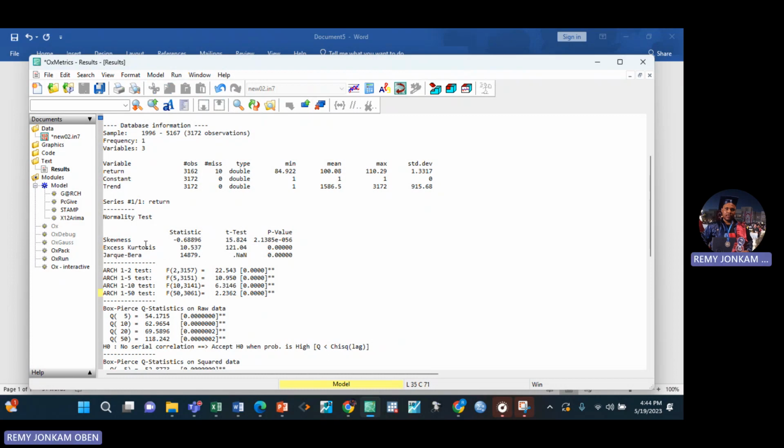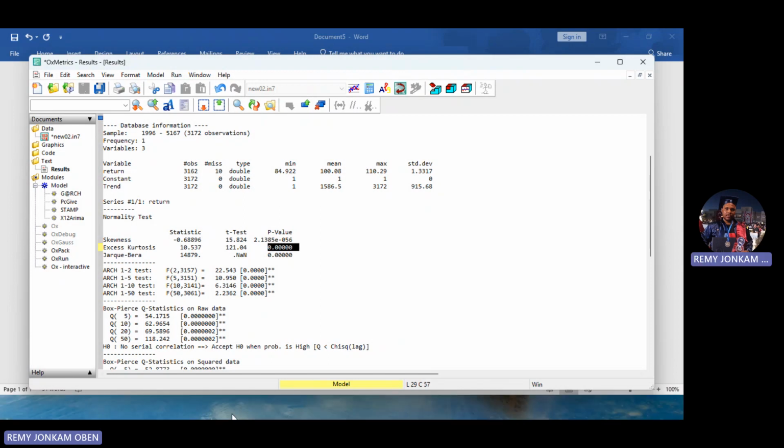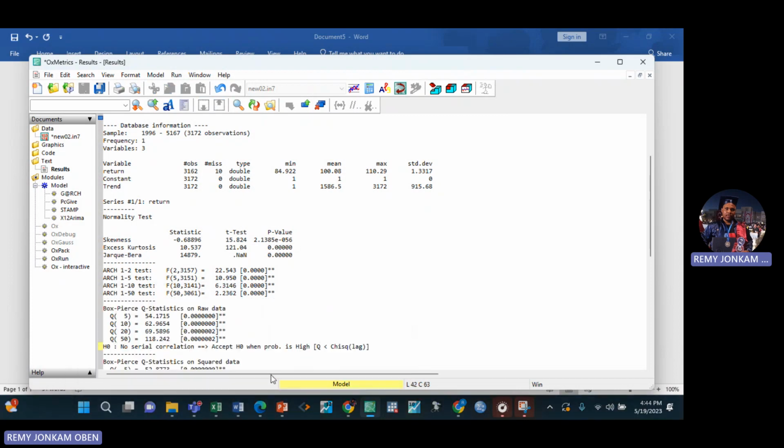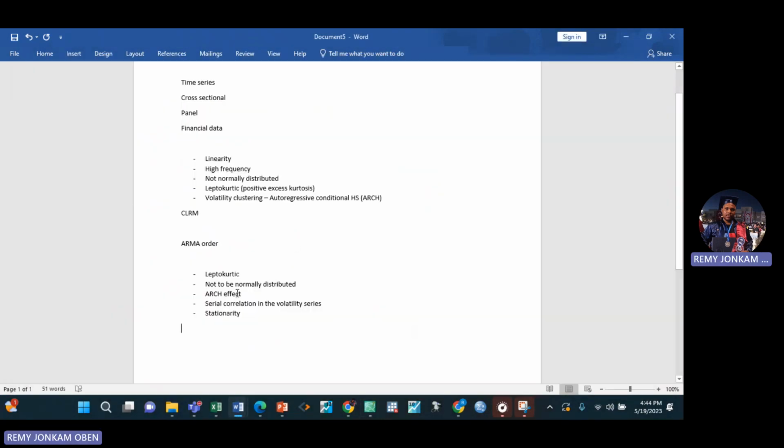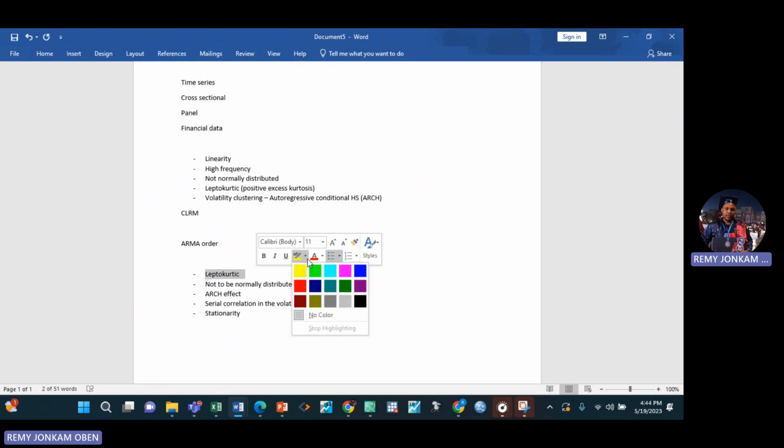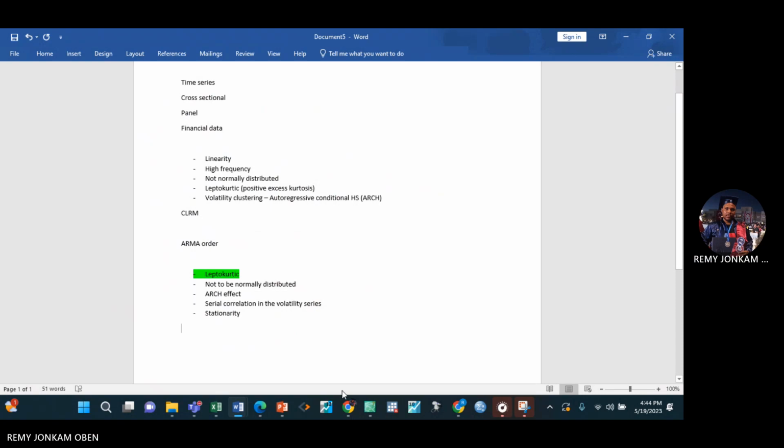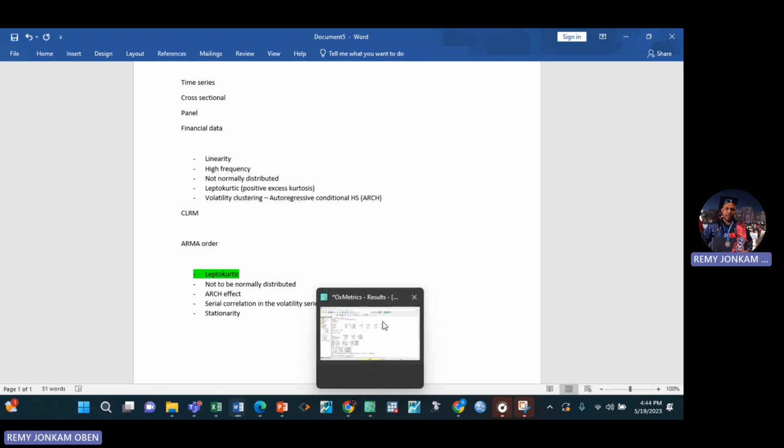So you see here, we have excess kurtosis of 10, positive excess kurtosis, which means it is highly leptokurtic, and it is statistically significant because the probability value is 0. So you discover that it is leptokurtic. That is what we want. So let's check the others.